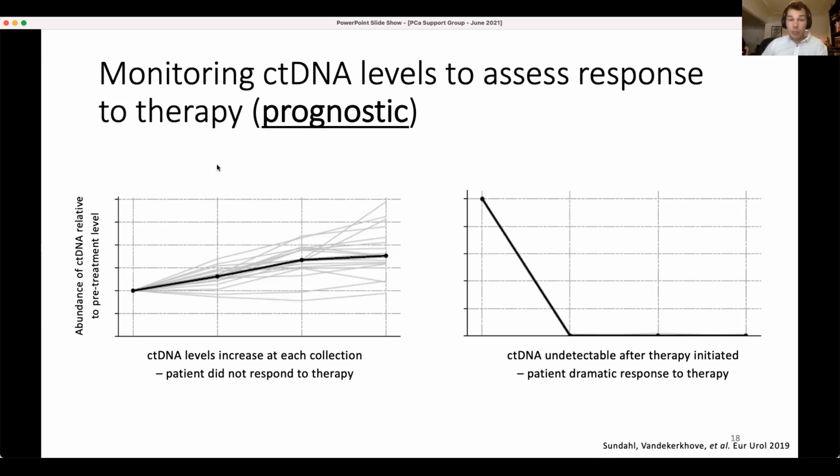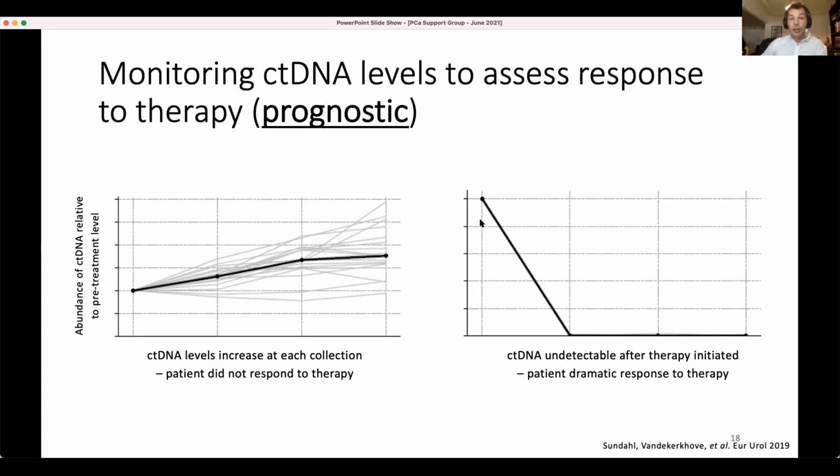This is very useful information because within a short window of time after the patient begins therapy, we can quickly understand whether or not the therapy is actually going to benefit that patient. And if it appears to not benefit that patient, then we can quickly switch them onto another therapy that they're more likely to derive benefit from.